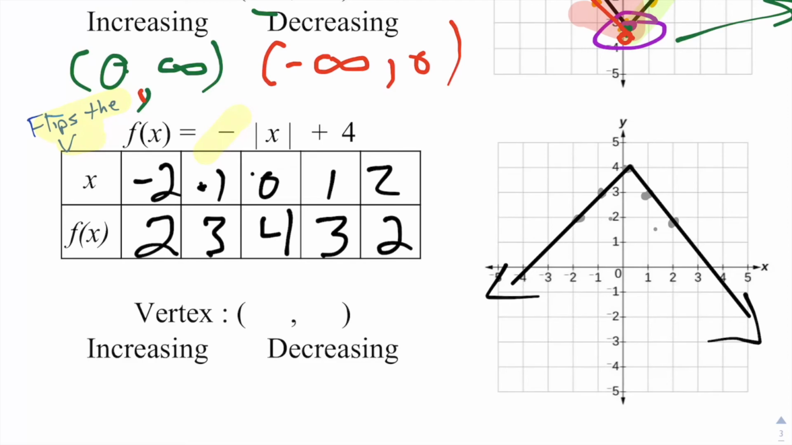So let's start with the vertex again. And remember, the vertex is just the point of the V. So our vertex, our x value is 0, and our y value is up 4. So that's our vertex. And remember, when we're dealing with increasing and decreasing intervals, we're talking about x values only.